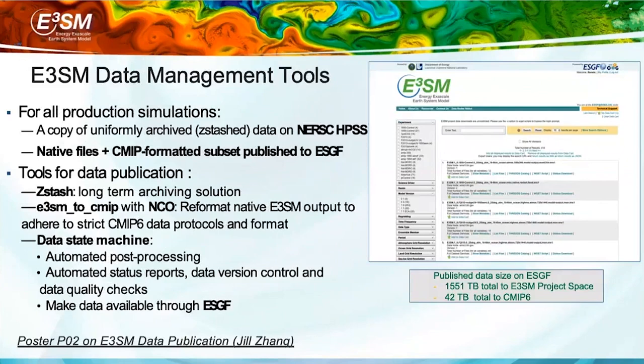And this is not something that users typically see, but basically these are the tools that we use to go from the archive data to something that is published on ESGF. E3SM to CMIP is the biggest part of this, because for CMIP publication you have to convert things from our native output to the very particular requirements of CMIP. And we also developed a data state machine to keep track of all the data through this process. And right now that data state machine only works at Livermore, but we're working to make it more portable so we can do this workflow on other platforms.